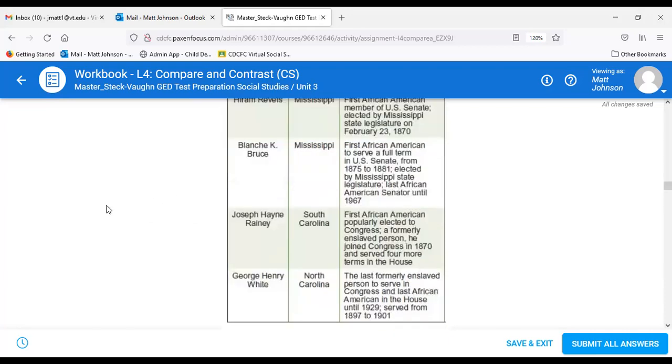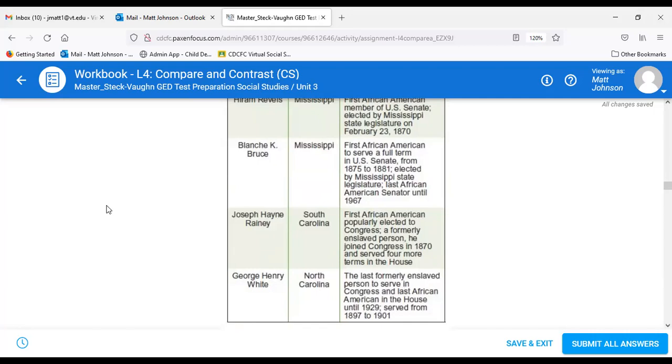Joseph Hayne Rainey, South Carolina, first African-American popularly elected to Congress. A formerly enslaved person, he joined Congress in 1870 and served four more terms in the House. Gregory Henry White, North Carolina, the last formerly enslaved person to serve in Congress and last African-American in the House until 1929. He served from 1897 to 1901.